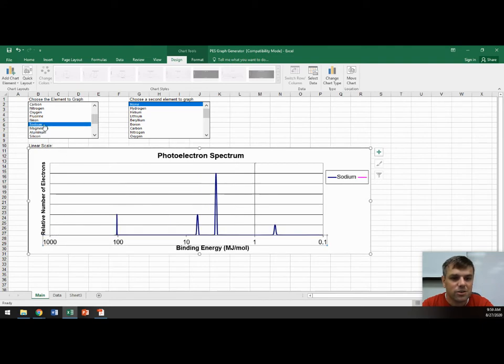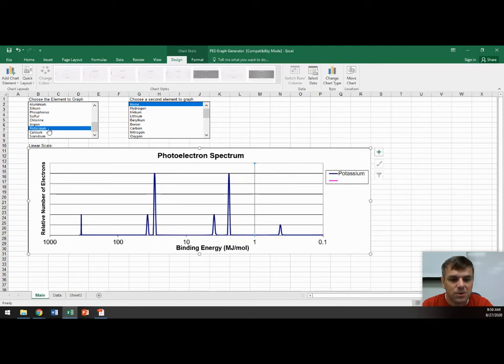And then we could go to sodium. You'll notice here's our new 3s sublevel. And magnesium, and aluminum, and silicon. This kind of just keeps playing out how you might expect. Phosphorus, sulfur, chlorine, and argon. And then we get to potassium. That's there. Now let's compare a couple of things.